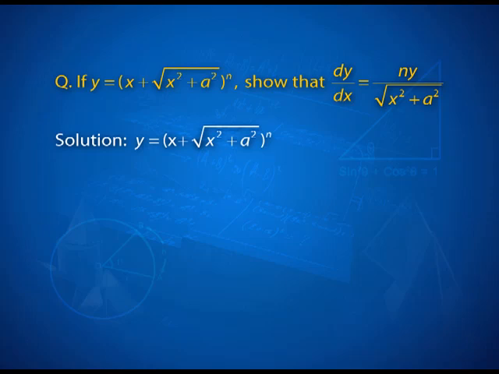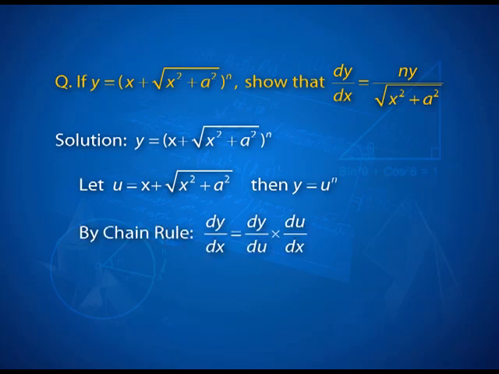Let us take the inner function, that is the function which is the base, to be u. So, let u be x plus root of x square plus a square. So, clearly y is equal to u to the power n, and therefore, by chain rule, the derivative of y can be read as the derivative of y with respect to u into the derivative of u with respect to x. Now, the derivative of y with respect to u is nothing but n u to the power n minus 1.